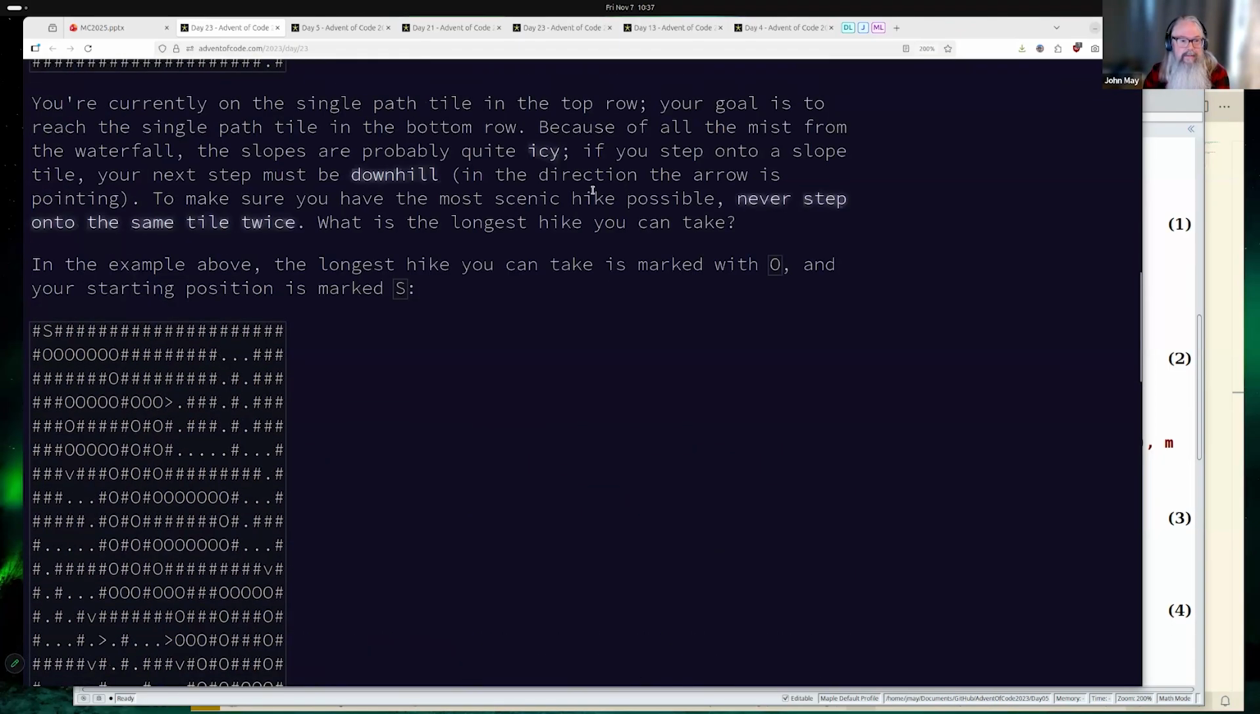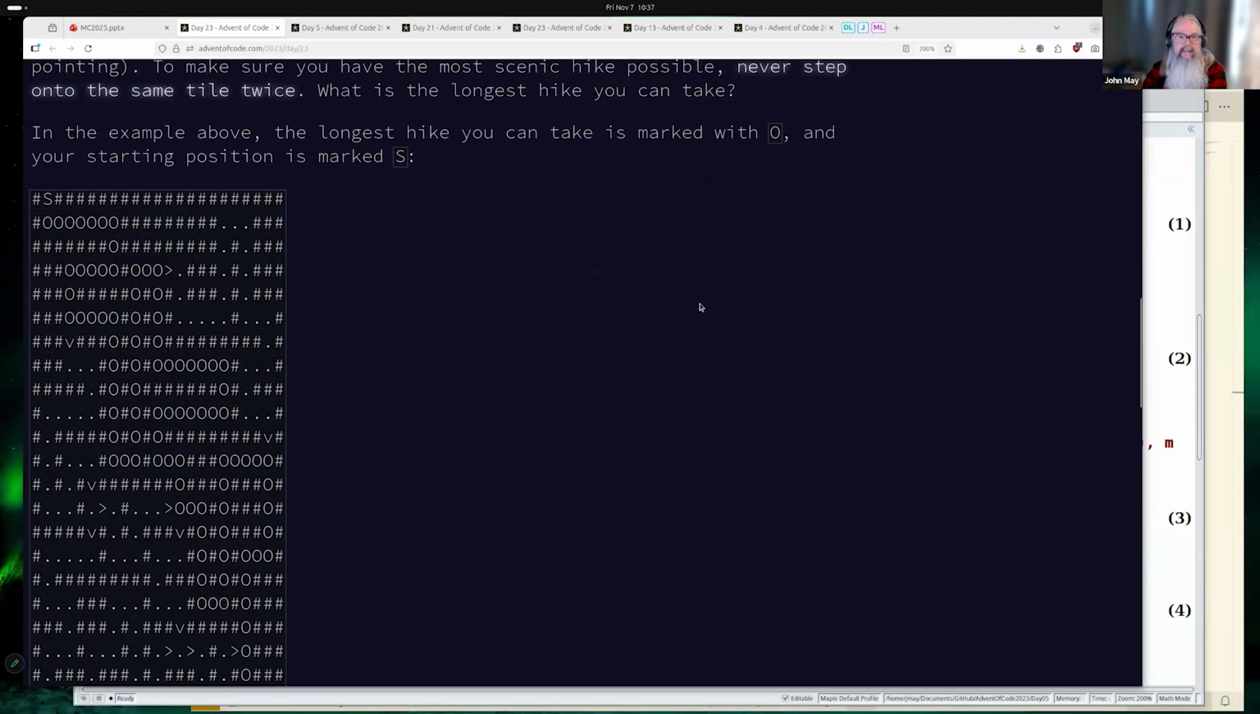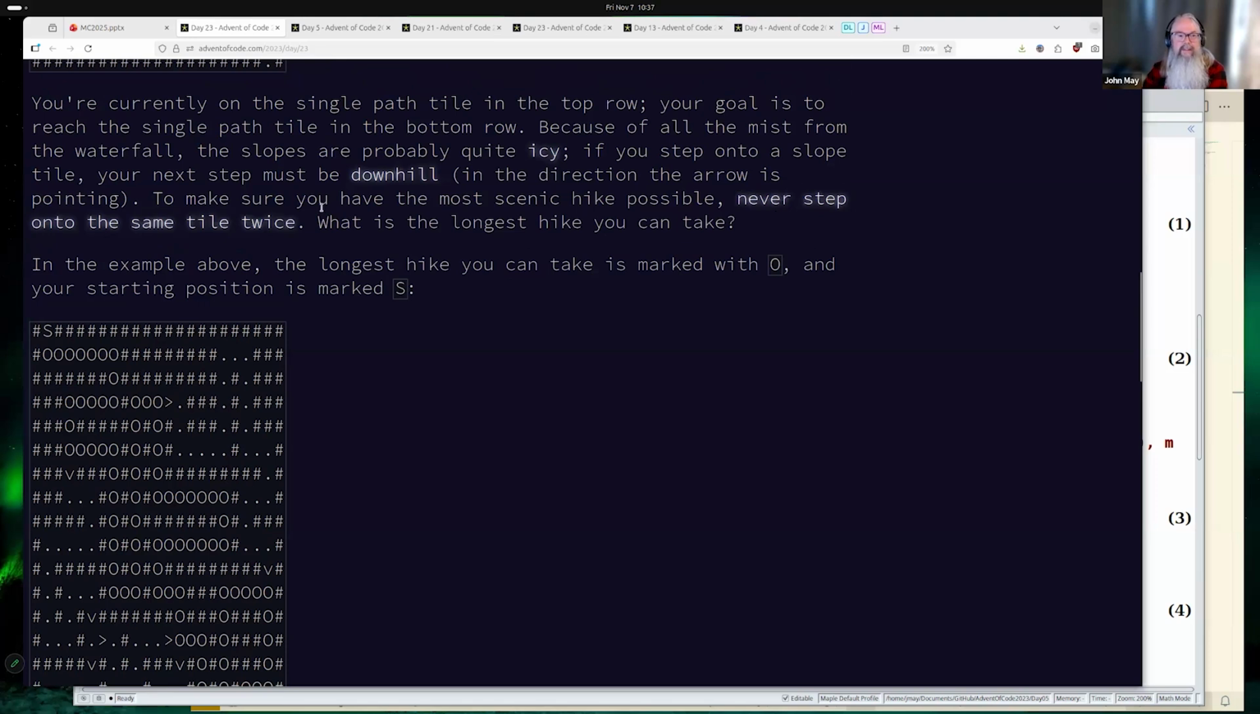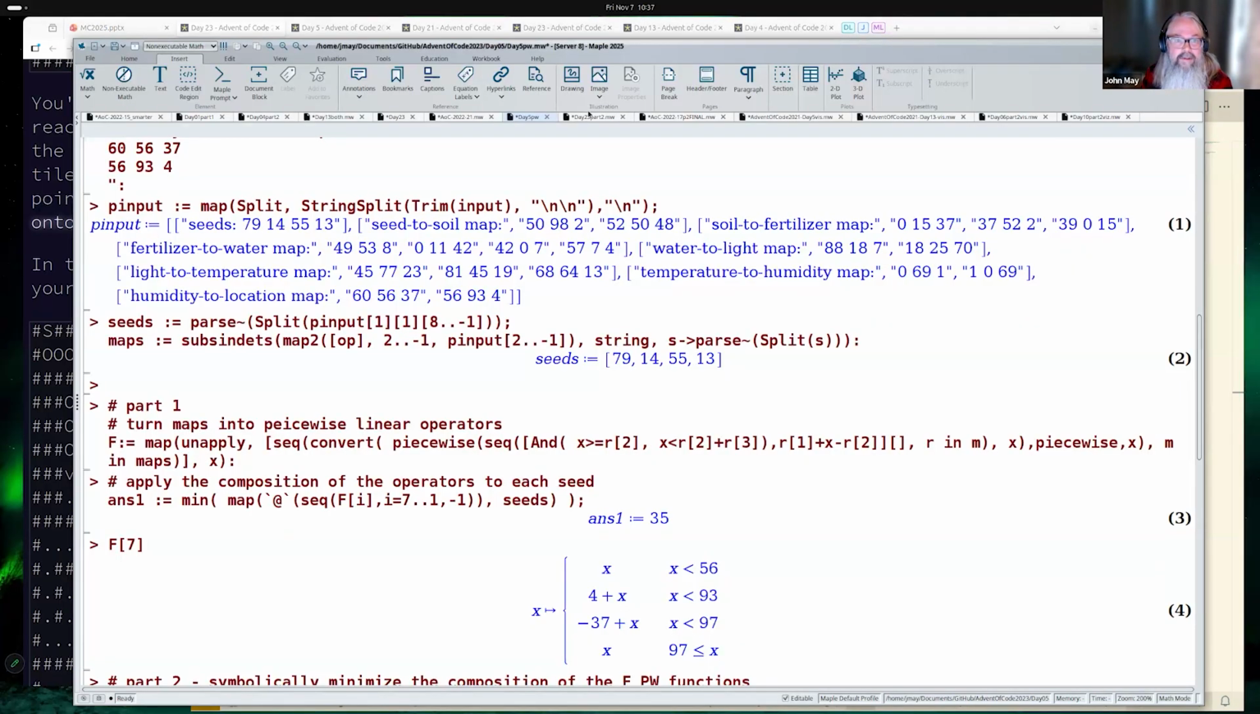You read further, and you want to find the longest hike you can take. It says never step on the same tile twice. So that's good to know. You can't take the same edge in the graph twice. So that's great. It's directed. We can draw it.